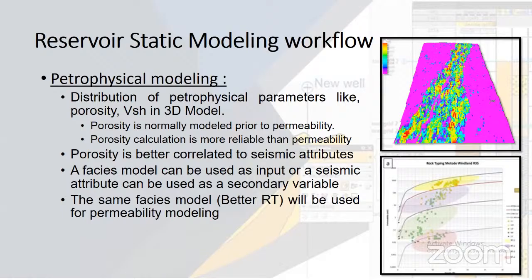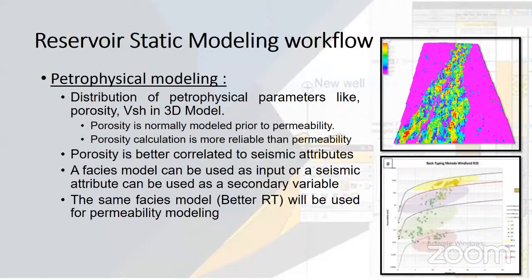Petrophysical modeling usually means we are distributing the porosity and the V-shale into a 3D model. We calculate the porosity or the effective porosity from our well logs. Say we have five wells that penetrated our reservoir. Using the triple combo or the logs you have in these wells, you will calculate the porosity in these wells. Then by using the porosity in these wells, you will distribute the porosity into the 3D model.